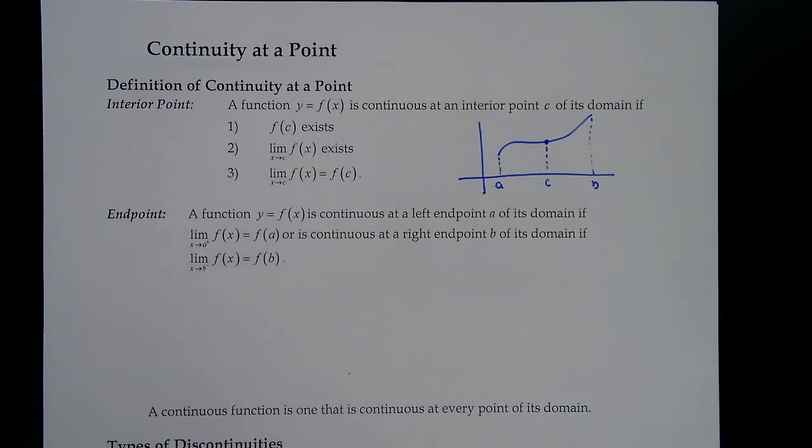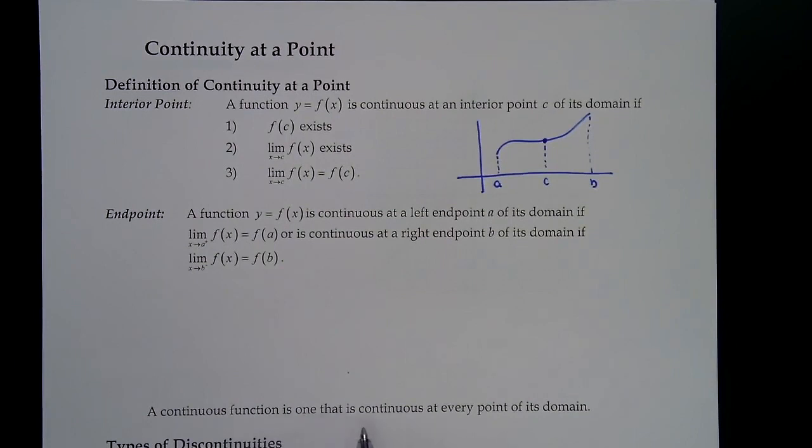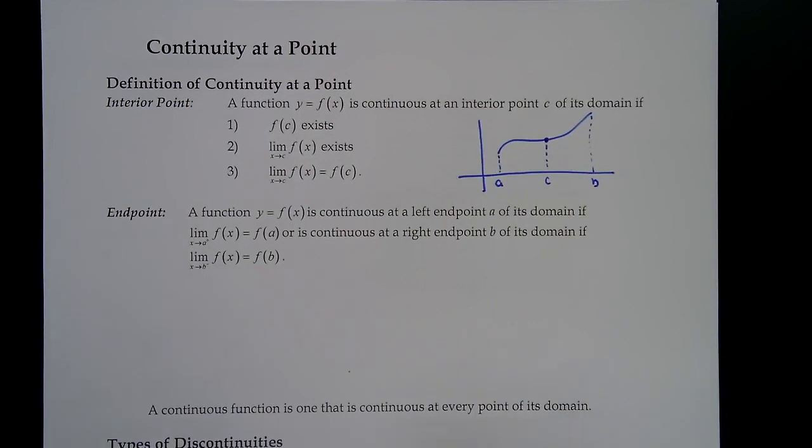And then the last thing, and we're going to talk more about this tomorrow, is a weird thing. A continuous function is one that is continuous at every point of its domain. That's the definition of what a continuous function is. So if it's discontinuous, but that point is not part of the domain, then it's still a continuous function. That's weird. We'll talk about that tomorrow though.